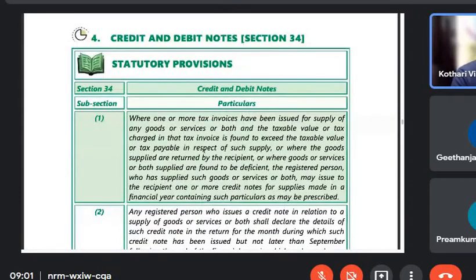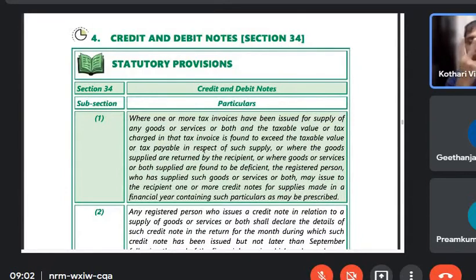Next, credit note and debit note, section 34. So section 34, what do you mean by debit note and credit note? Many of them get confused in GST, and many accountants also get confused in GST. What is debit note and credit note? You have to be very, very careful. There are 2 persons involved. One is supplier, second is recipient.